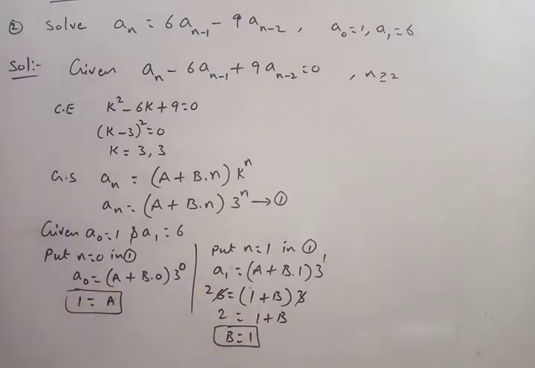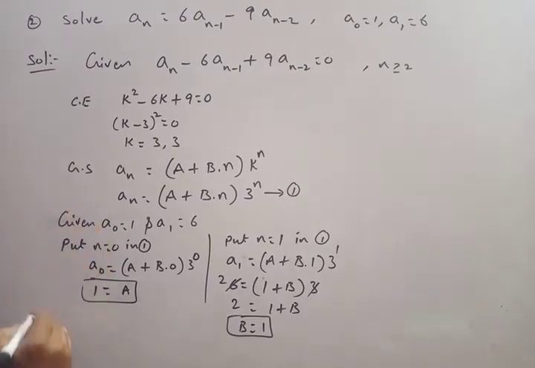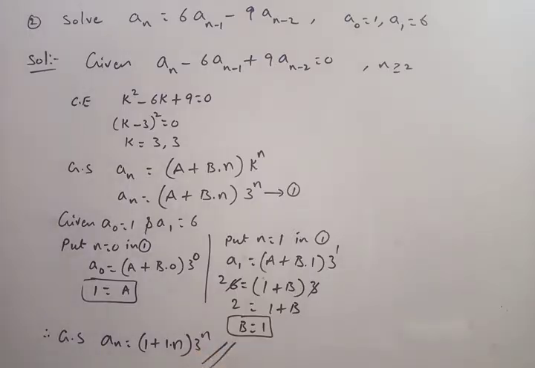So I got the value of A and I got the value of B. So what do we have to write? Both A and B we have to write in the general solution. Therefore the general solution is an equal to (1 plus 1n) into 3 power n. That's it. See how simple it is.